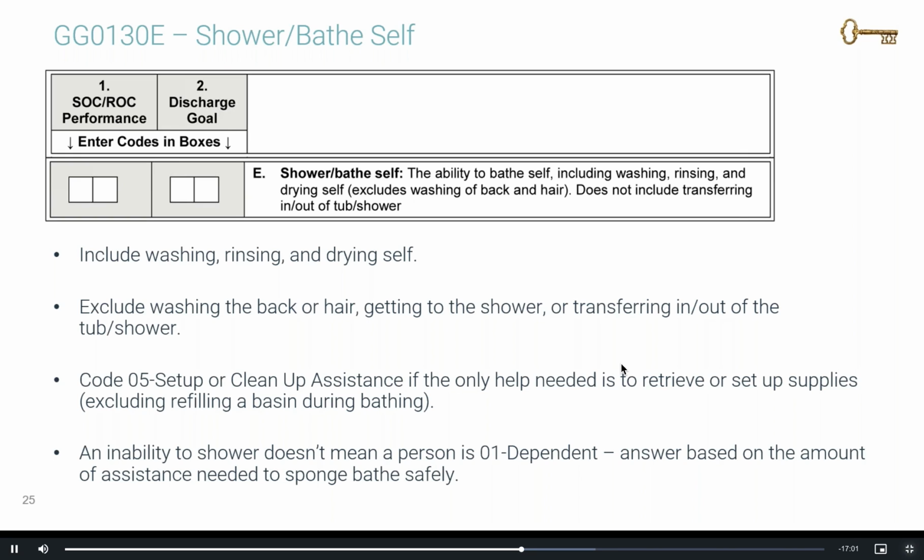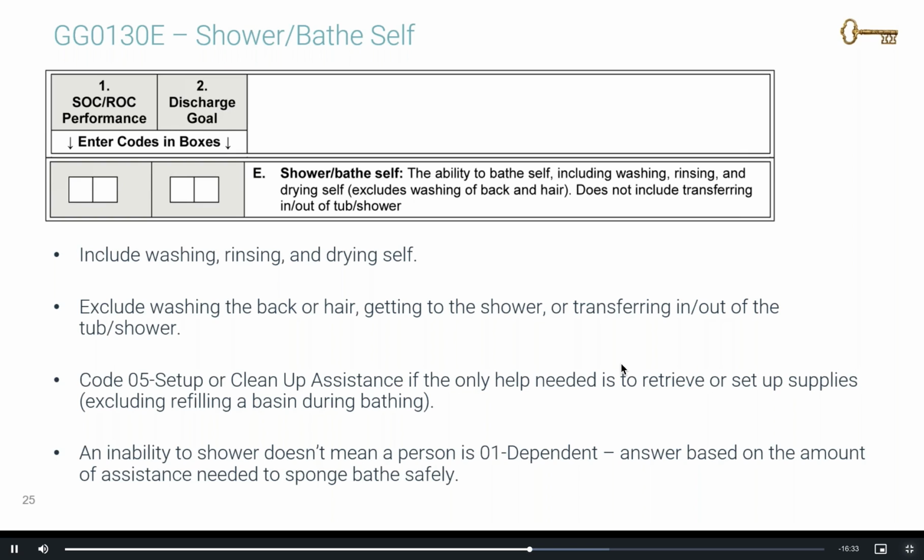Now, if your patient does need some kind of help before or after the bathing process, so not in the middle of it, once they start bathing, if help has to occur after that, that is not setup or cleanup. It has to be something that can only be done before or after. So sometimes patients need to have their basin refilled if they're washing out of a basin. That's considered happening during the process, so we would not use response 5.